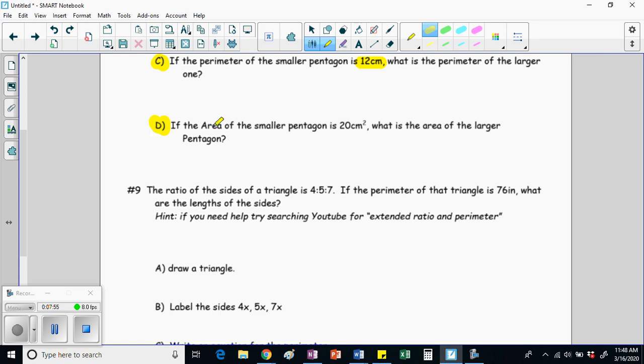When you get down to problem D, same idea, but now we're talking about area. So in the area, we're going to take the area of the small one, 20, and multiply it not by the scale factor, not 5 over 2, but by the scale factor squared, which will be 25 over 4. And that'll give us the area of the larger pentagon. Just so you know if you're doing it right, the correct answer for problem C should be right around 30. The correct answer for problem D should be more than 100, maybe 120 something.